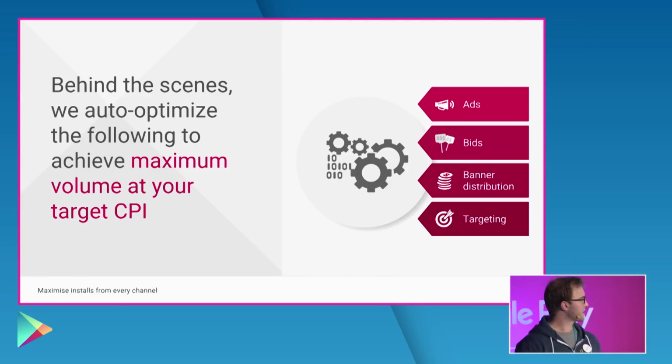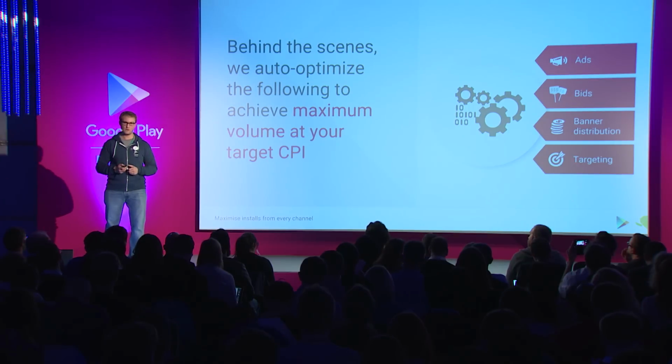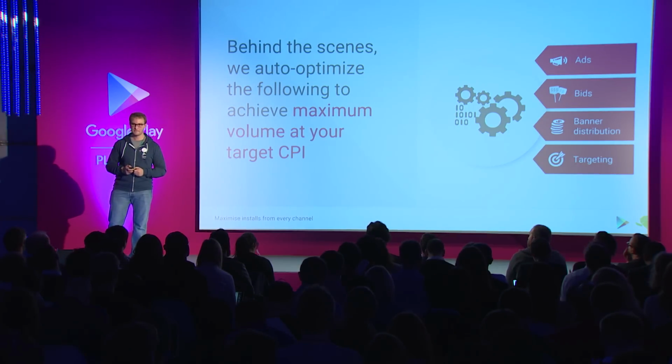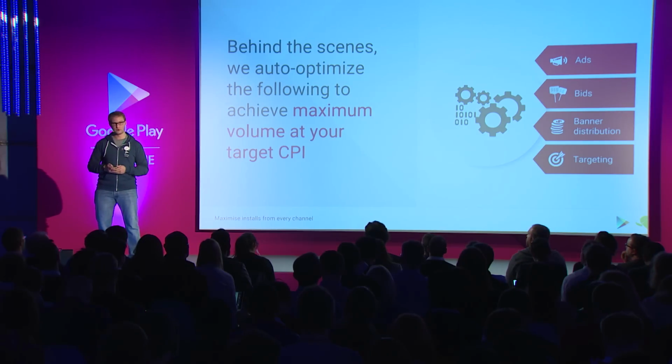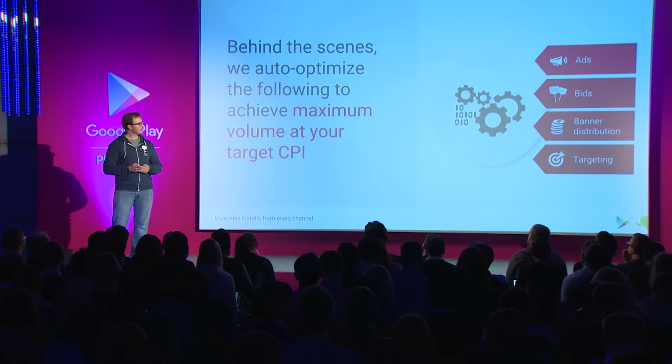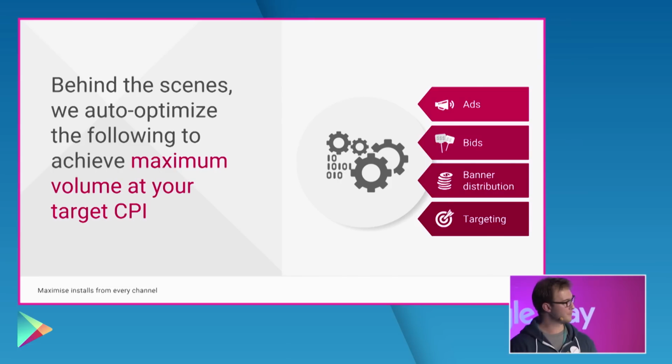Once you enable those campaigns, it's really straightforward. Your ads, your bids, your banner distribution, and your targeting are all optimized automatically. We aim to get you the maximum volume at your target CPI. The initial beta testing of this has been fantastic, and we're delighted that it's rolling out today. It'll hopefully make your lives a lot easier when it comes to user acquisition.